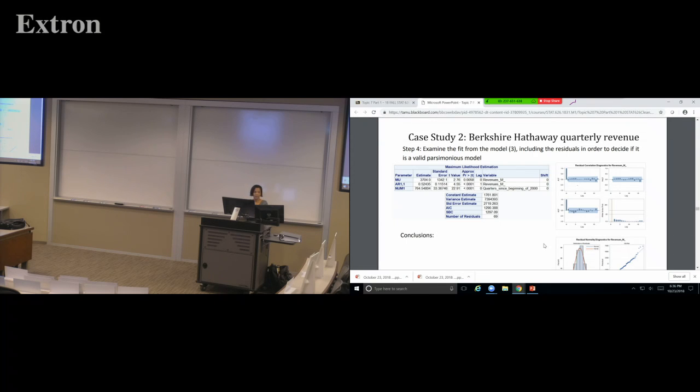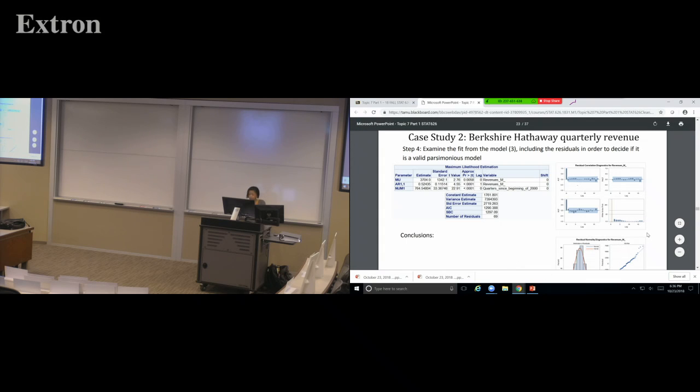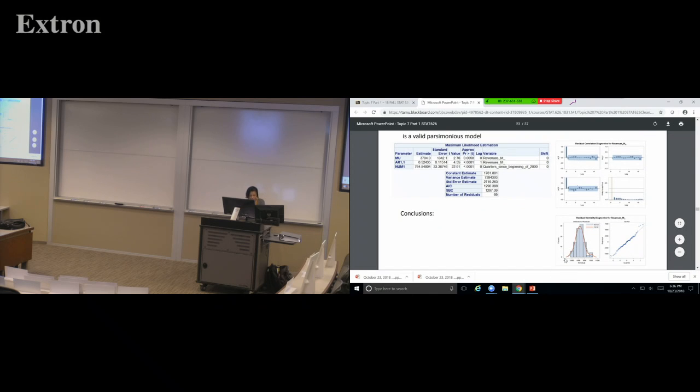Here, we're going to examine the fit of the model, including the residuals, in order to decide if it is a valid parsimonious model. So the parameter estimates of phi and beta 1 are significant. You can see both of those here. Quarter since beginning, that's our beta 1. This is our phi. Looking at the residuals, they appear to be white noise. You can see that in the white noise probability plot. And the residuals are close to normality, with the exception of some deviations in the tails. So fairly normal, close enough.